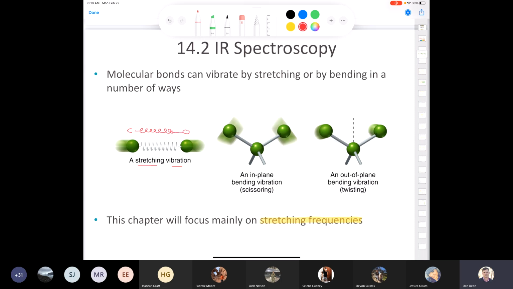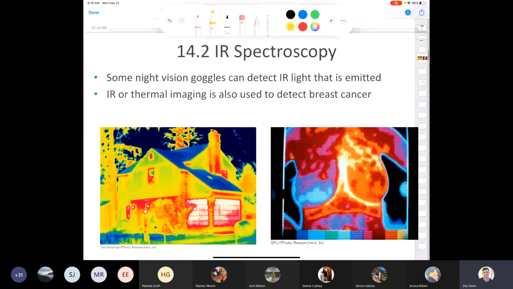Now, obviously, a bond isn't exactly like a spring, but you can imagine it being that way, okay? And then we're also concerned with other kinds of bendings, like what are called scissoring and twisting. If you look at my video that I posted to YouTube, I go into a little more detail about this. But in our class, we're going to mostly focus on stretching, and we're not going to look at things like scissoring and twisting a whole lot. If you take organic chemistry for chemistry majors, you would cover those subjects in more detail.